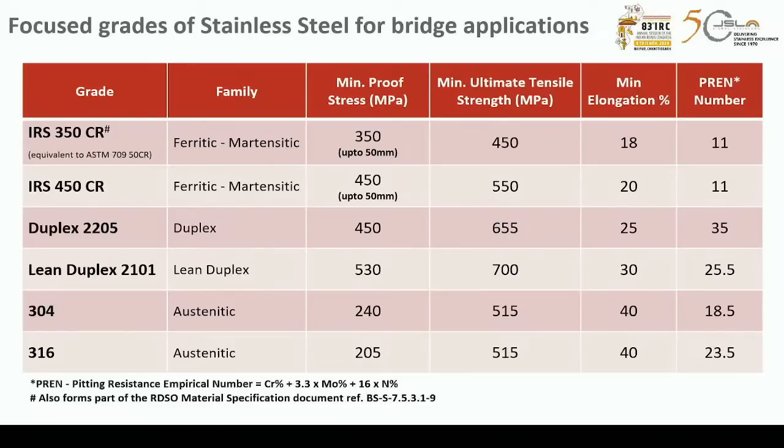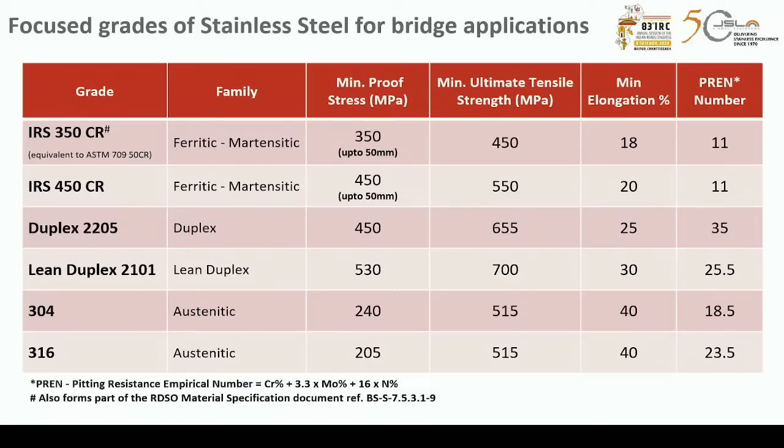In the last column, you'll see that a PREN number is mentioned. PREN stands for pitting resistance equivalent number. Yes, there is a school of thought that says it is a direct measure of the corrosion resistance offered by that metal. IRS 350 450 has a PREN number of 11, so people may think that it's not that corrosion resistant. But obviously we have to take a mix and match: the more sugar you add, the sweeter it gets, and that boils down to the cost.